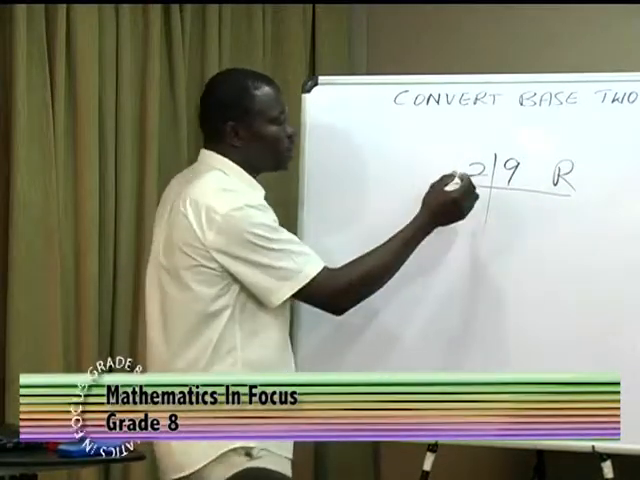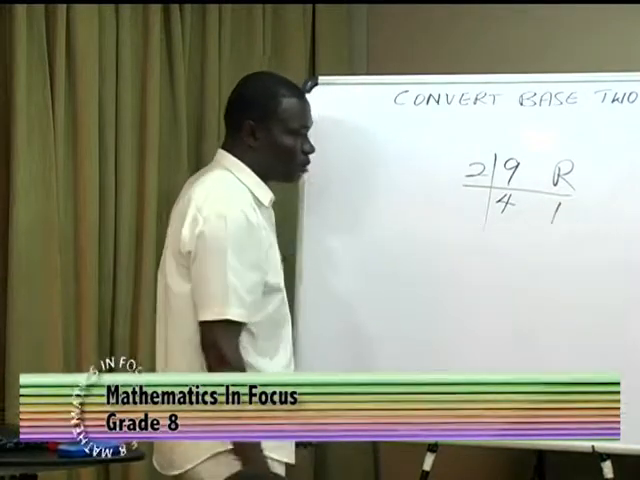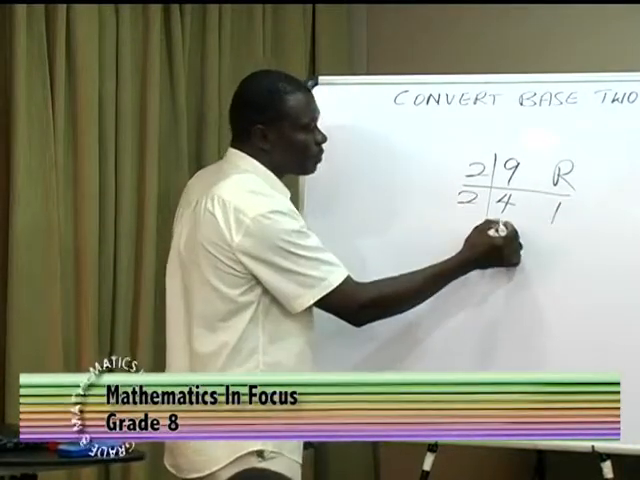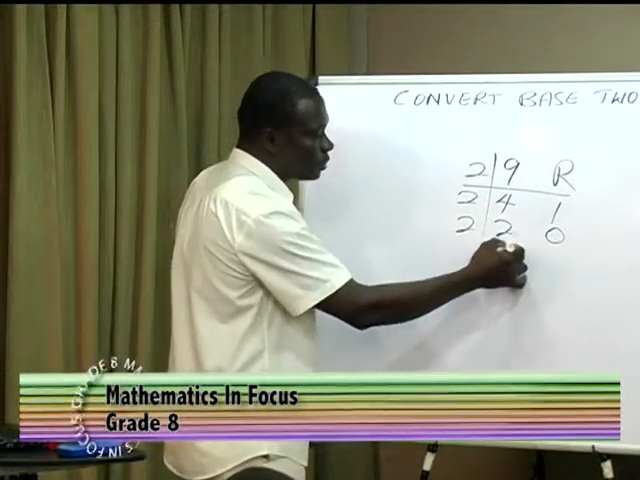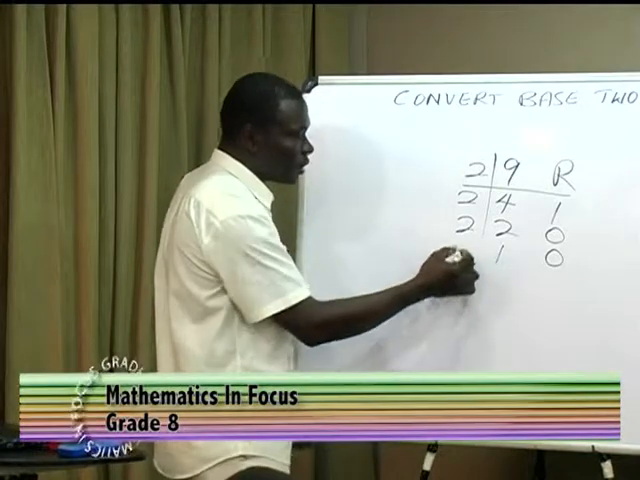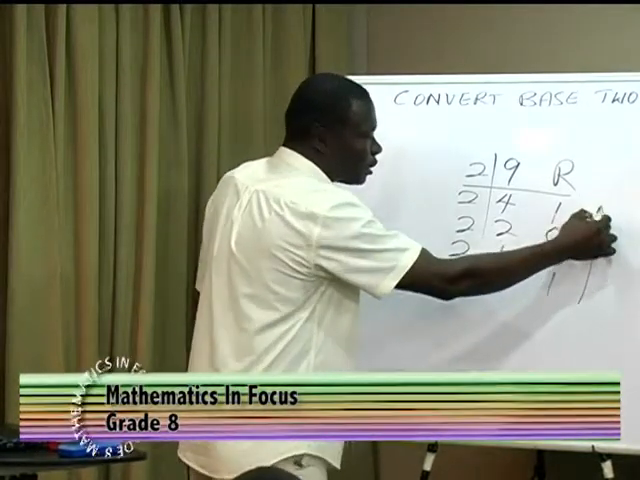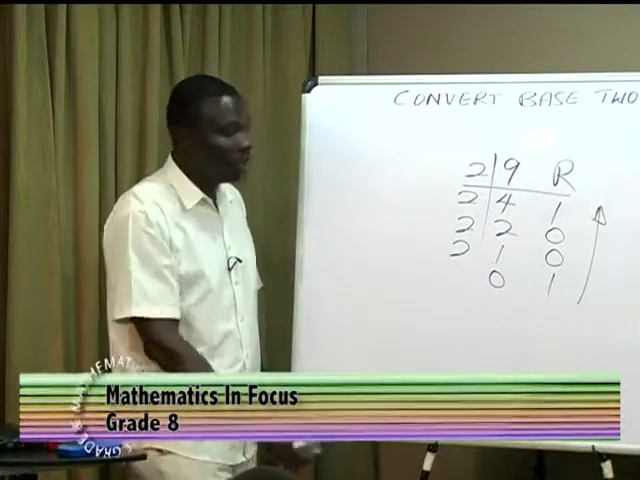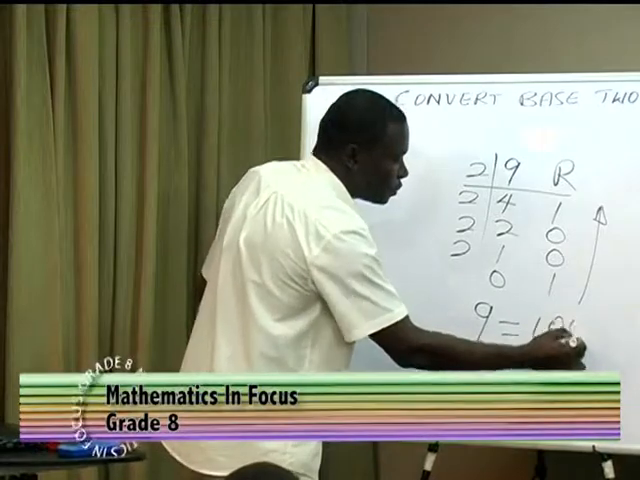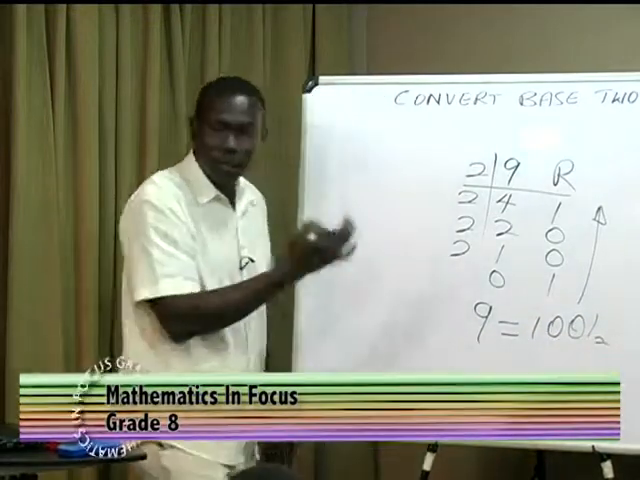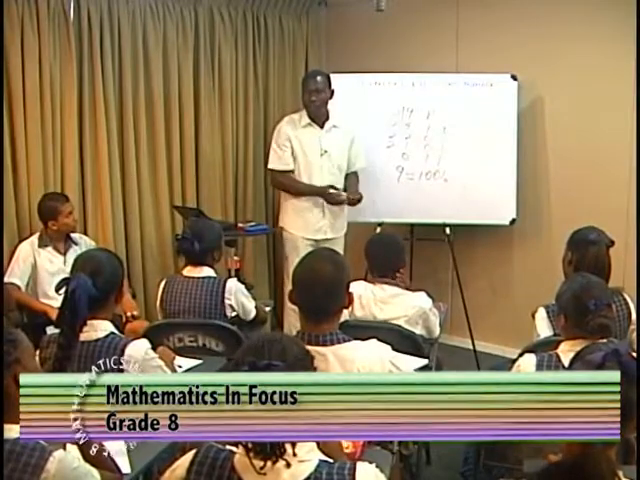So if we have 9, we divide 9 repeatedly by base 2 and we list the remainder. So help me here. We say 2 into 9, 4. 2 fours 8 and 1 remainder. 2 into 4, 2. 2 twos 4 and no remainder. 2 into 2, 1. 2 ones 2 and no remainder. 2 into 1, 0 and 1 remainder. And then we read our answer from the bottom coming up. So we say 9 is the same as 1001 base 2. So this is how we convert from a base 10 number into a base 2 number.